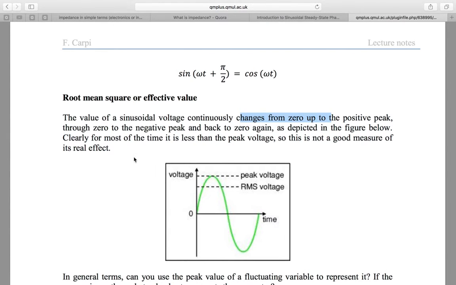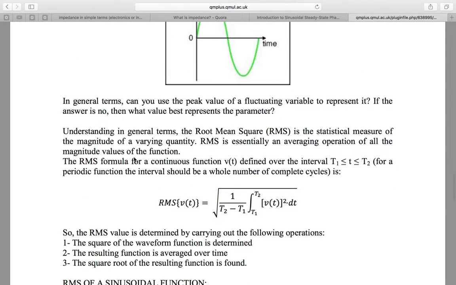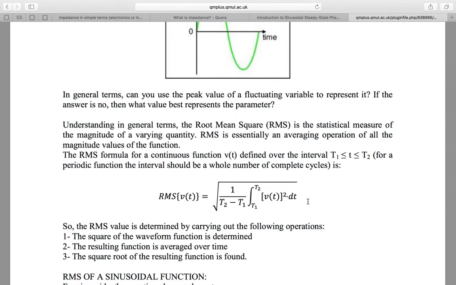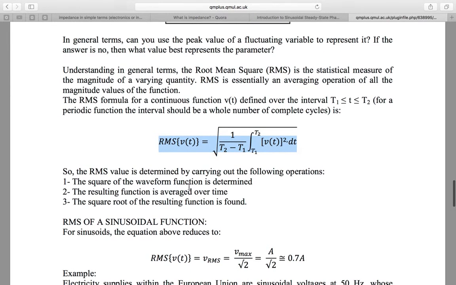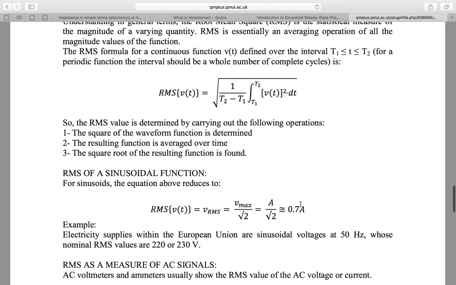As a result, we need to find an average, and this average can be found using the root mean square. This is the general formula to find the RMS. To find this, you need to carry out three simple calculations. The first is to find the square of the waveform function. Then find the average, so the resulting function needs to be averaged over time. And thirdly, take the square root of the result obtained. This is how you get the RMS.